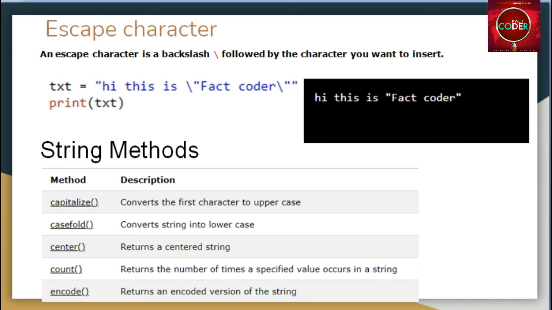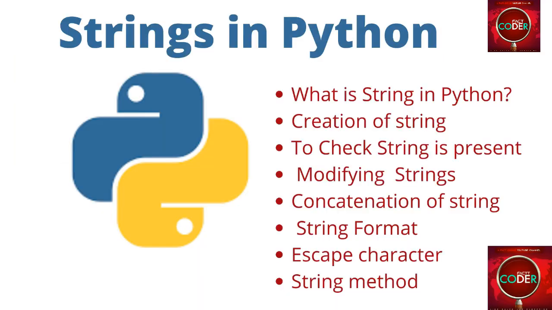A few of the string methods found are capitalize, which converts the first character to capital; casefold, which converts the string into lowercase; center, which returns the centered string; count, which returns the number of times a specified value occurs in a string; and encode, which returns an encoded version of the string. These are a few of the basic methods used by users. So this is the end of the topic being discussed in today's lecture.